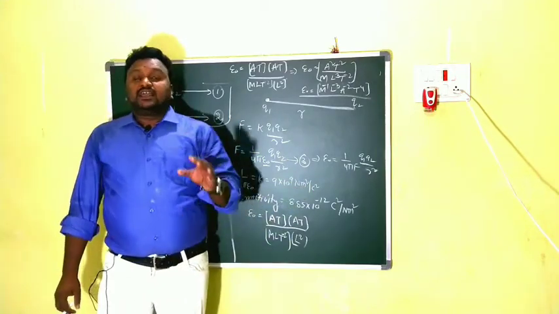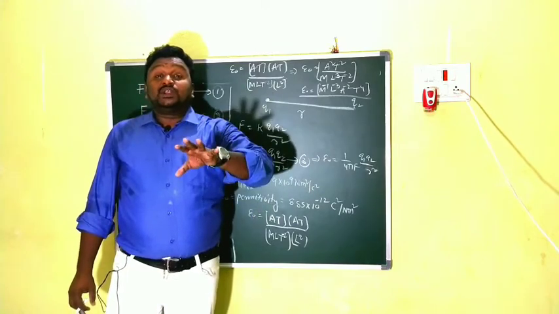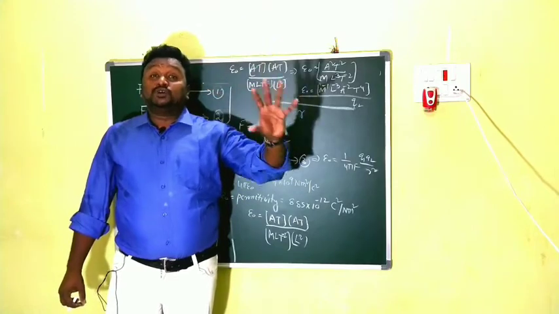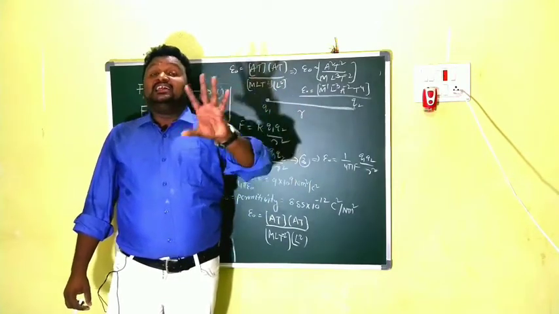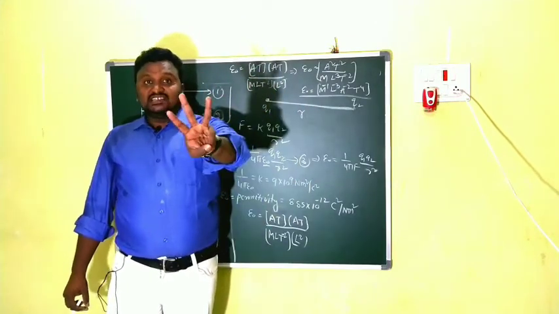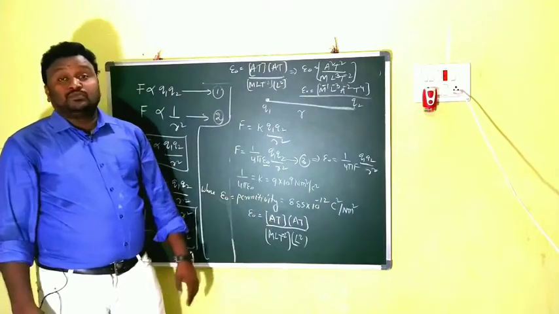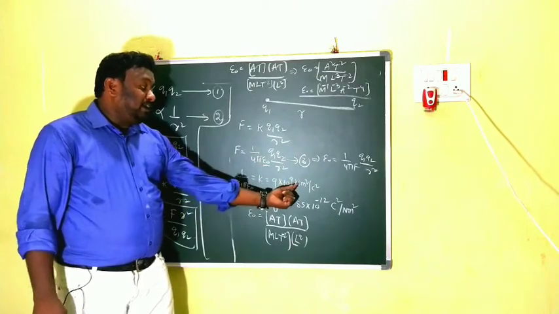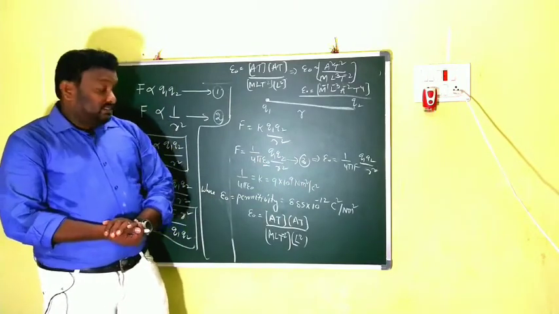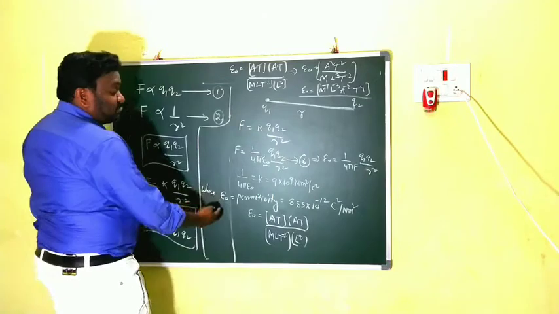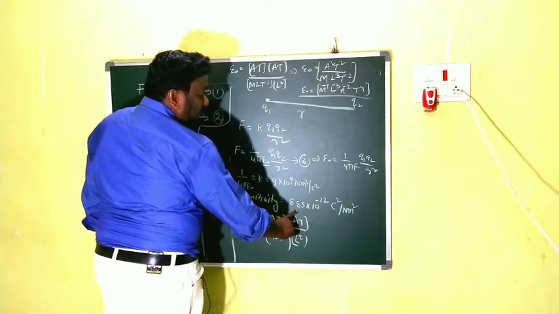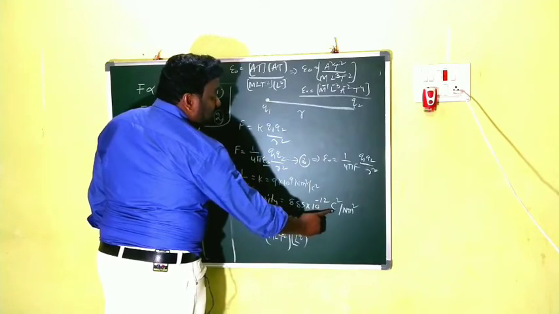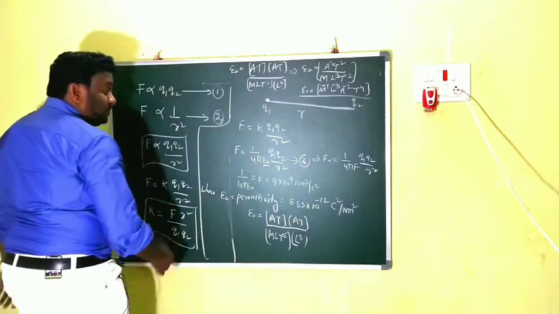The K value depends upon the nature of the medium, the amount of force acting between the two charges, and the distance between the two charges. These three things affect the K value. And the K value is found to be 9 into 10 power 9 Newton meter square per Coulomb square. Then the epsilon naught value should be taken as 8.85 into 10 power minus 12 Coulomb square per Newton meter square.